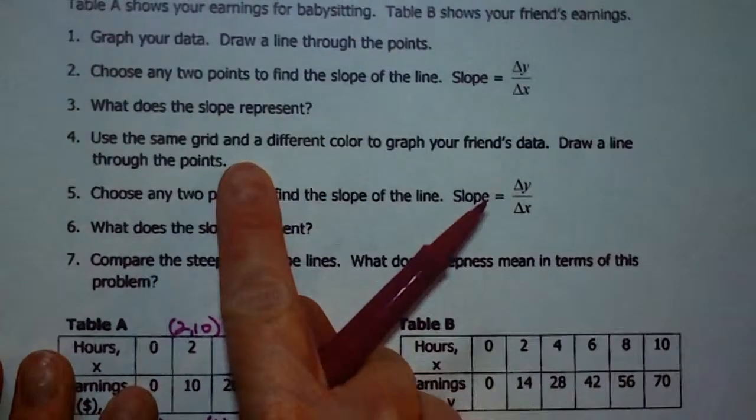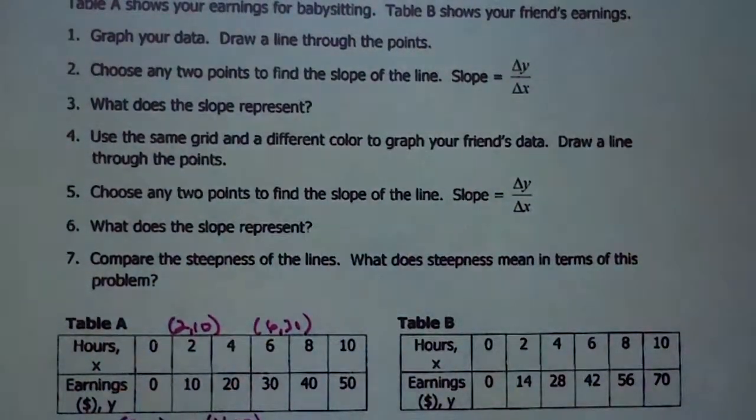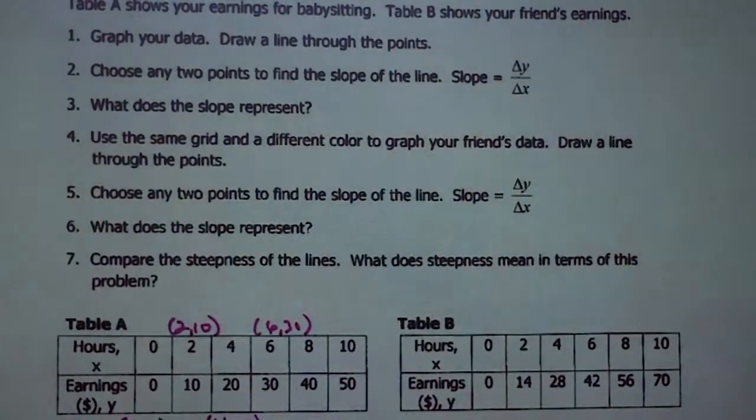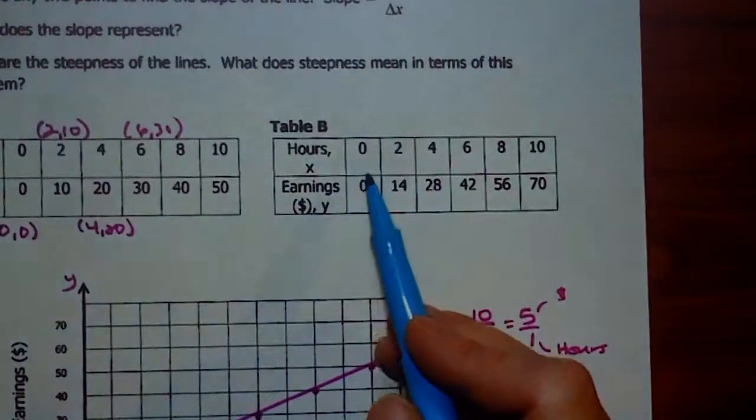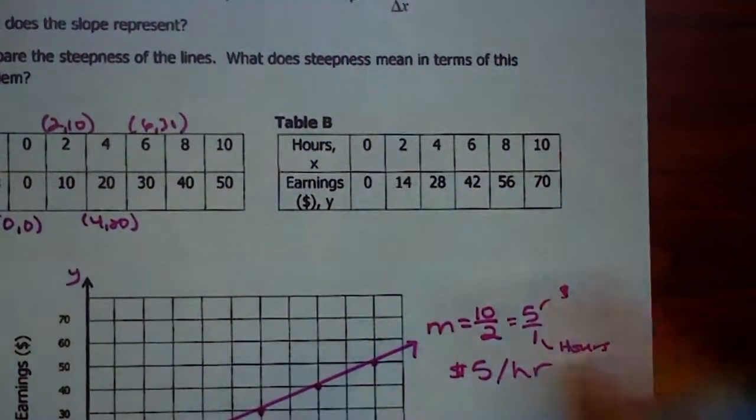Okay, number 4 says, use the same grid and a different color to graph your friend's data. So hopefully you have a different color of something, or maybe you can make a darker line or a lighter line or a dashed line, something to distinguish between you and your friend. We're going to graph our friend's data. So here's our friend and their earnings. All right, we're going to plot the points on here. So ignore your other line and we'll plot a new line on here.